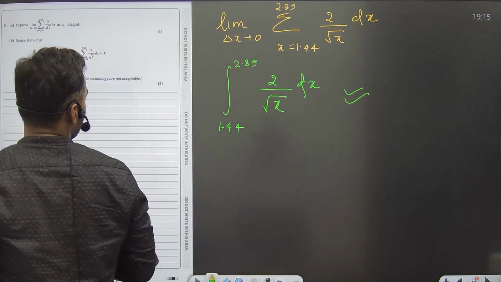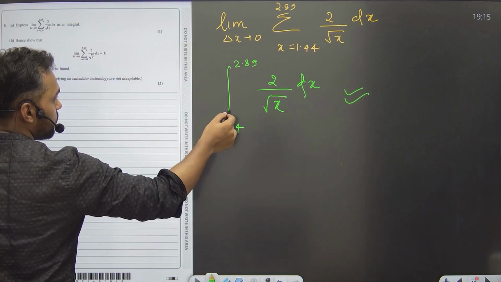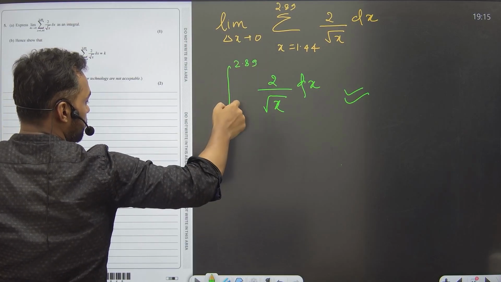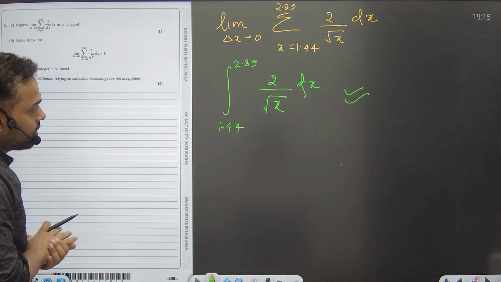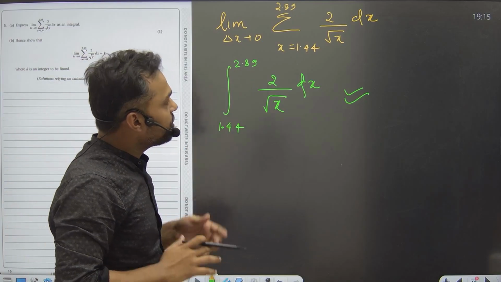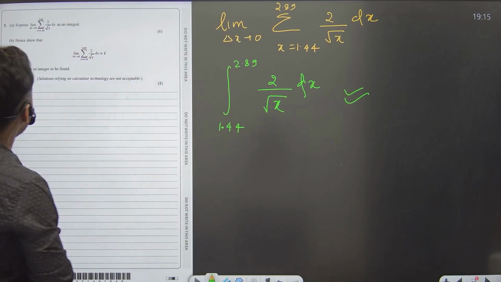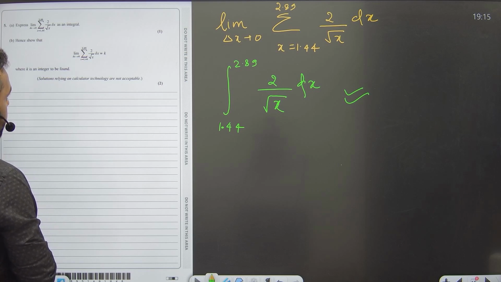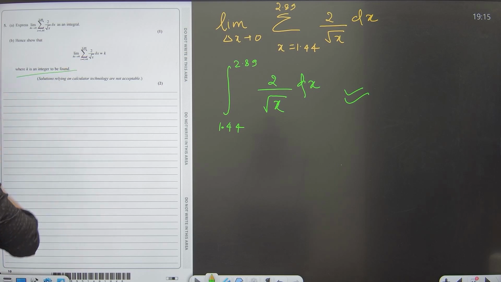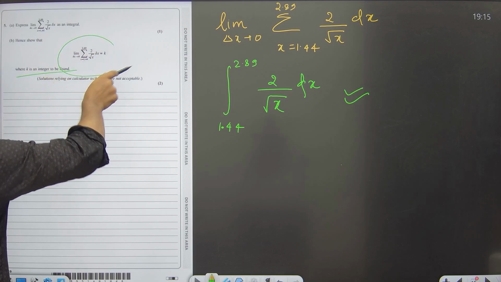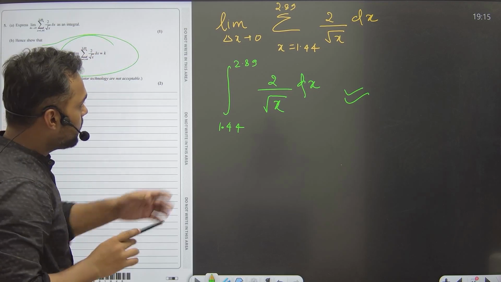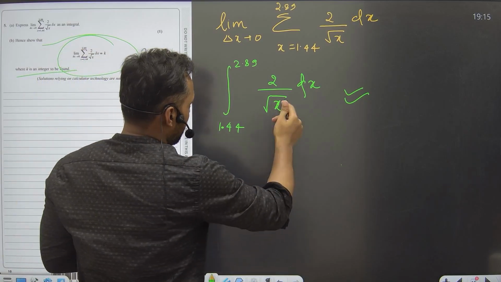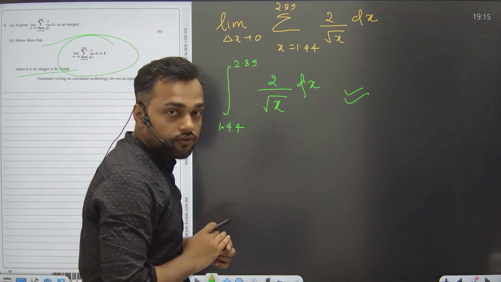Okay, this also means that this is the summation of this particular function from 1.44 to 2.89, and we have written it in the form of integration. Now they have asked for this particular problem. Okay, we have written it in the format of integration. First part is done. Now we need to calculate the integration of this part.